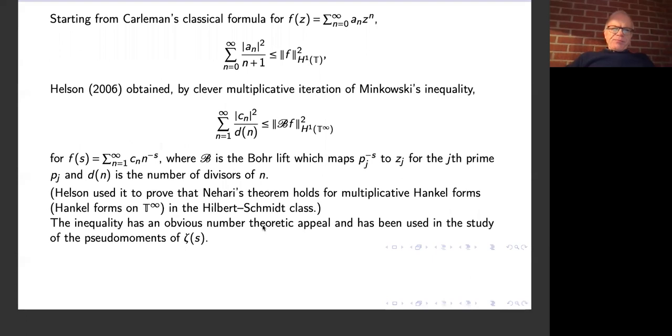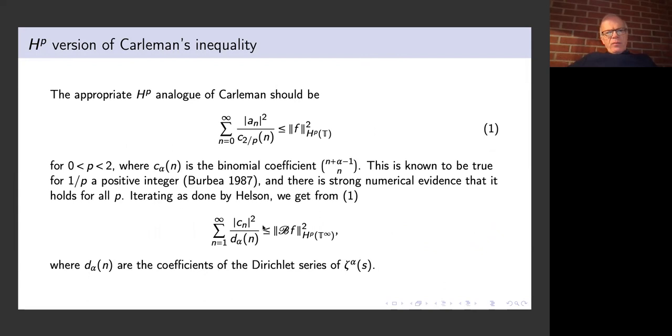We do not quite have what we would like to have, because in this setting it's very natural to have an H^p analog. The H^p analog of Carleman's inequality, when you start in the disk in one dimension, should look like this, where now instead of n plus one, you have the binomial coefficient that you see here. This should be true, and I believe quite strongly that it is true. But we have only a proof when 1 over p is a positive integer, and this goes back to Bourbaki in 1987. But we also have strong numerical evidence that it holds for all p.